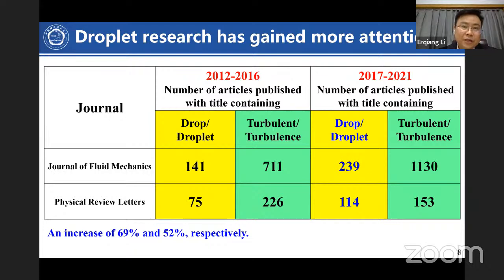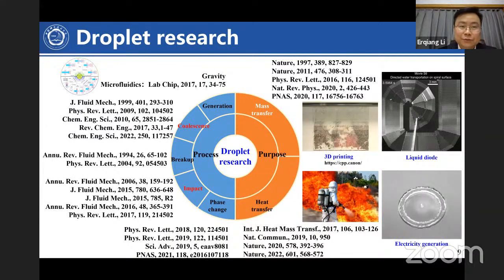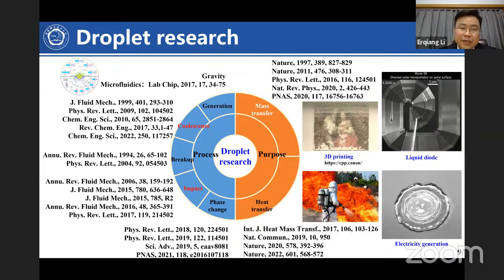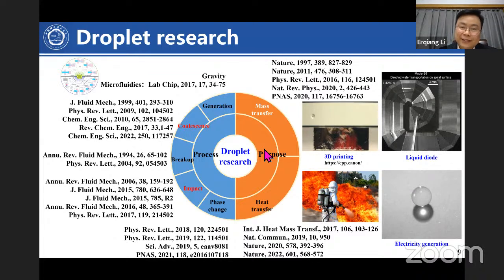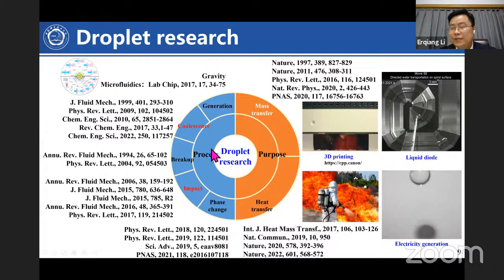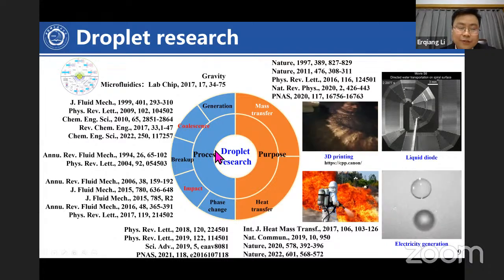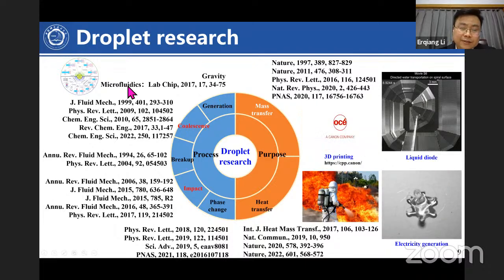Okay. So if we want to do drop research, what can we do? This table may not be entirely correct, I just classified it into different types. From the perspective of process, I would say drop research can include drop generation, either by gravity, like raindrops, or by microfluidics technology, or drop coalescence, breakup, impact, and phase change.